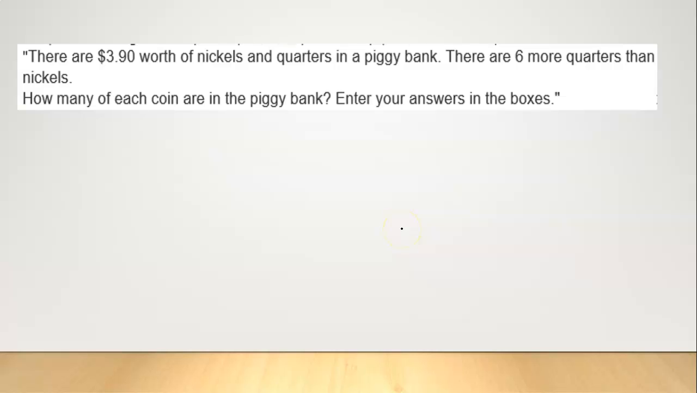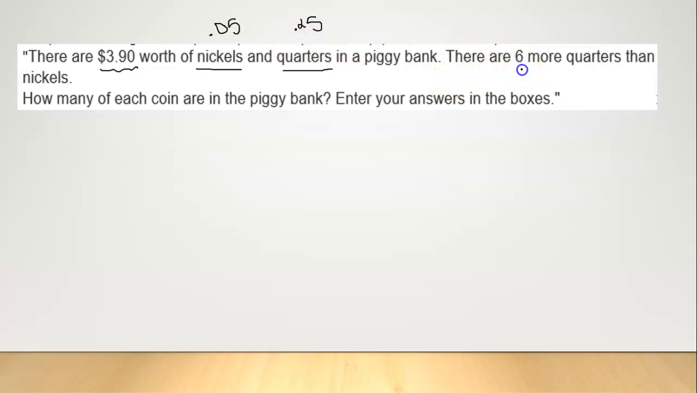So here's one of the questions we're going to go over. It says that there's a total of $3.90 worth of money, and this includes both nickels and quarters. So the first thing I think of when I see that, nickels, we want to turn that word into a value. So we're going to change that to 0.05, right? Because a nickel is 5 cents. And quarters would be 0.25 because a quarter is 25 cents.